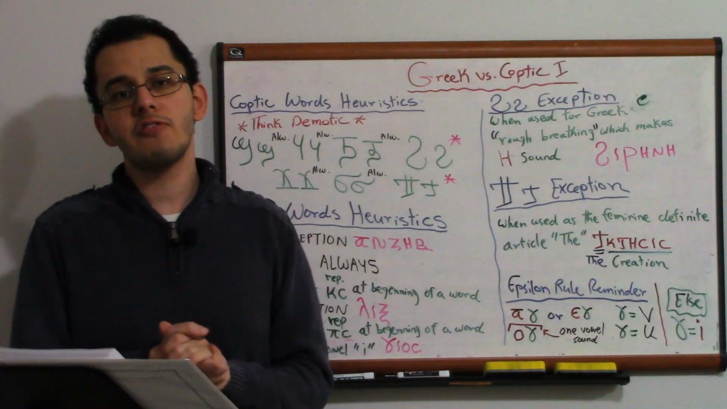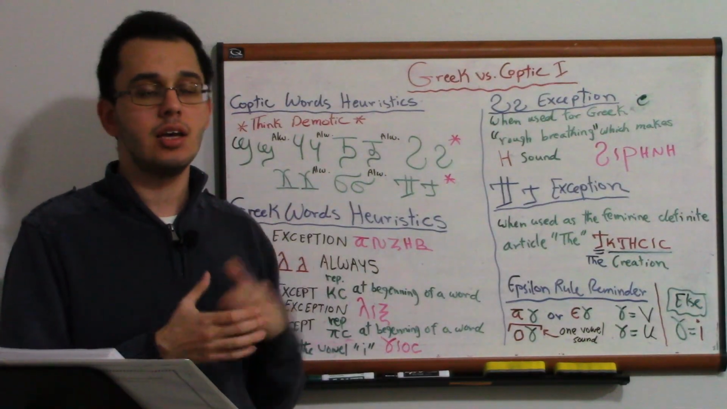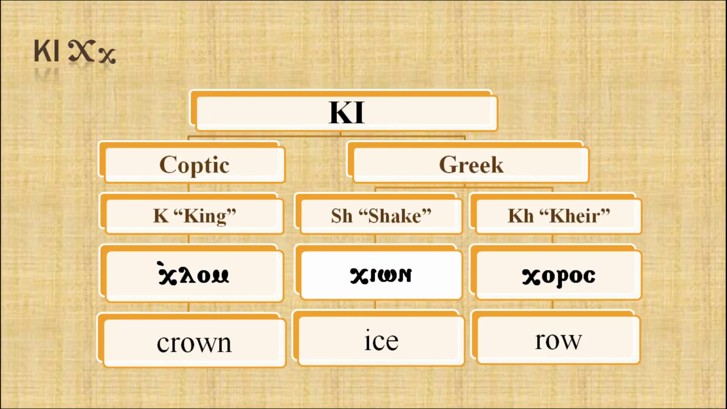And finally we talked about Ki, which was one of the letters that makes 3 sounds. For Greek words it could either be a Kha sound as in khair, or it could be SH as in shy or shake. And then if the word is Coptic, it will always be a K.